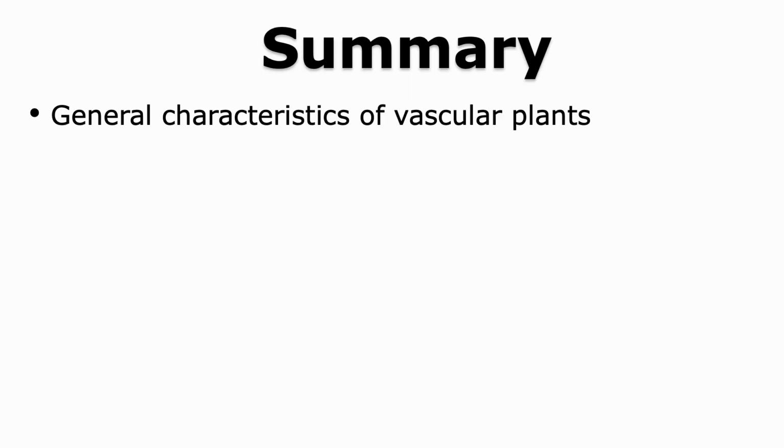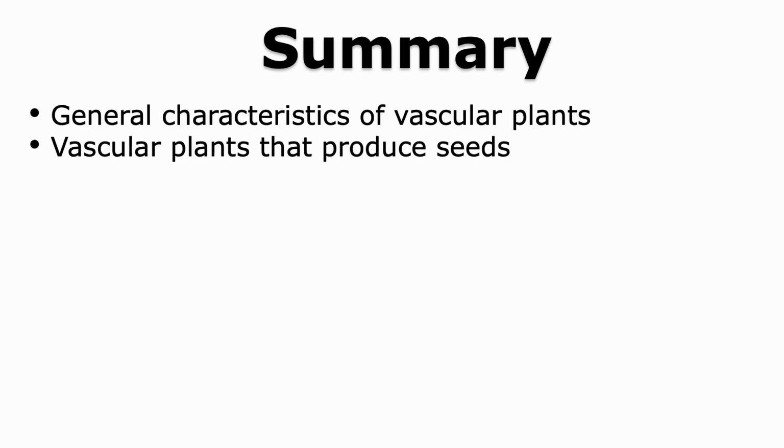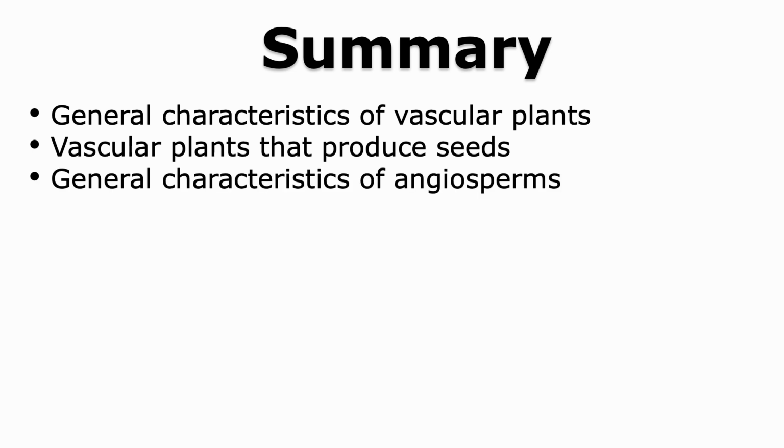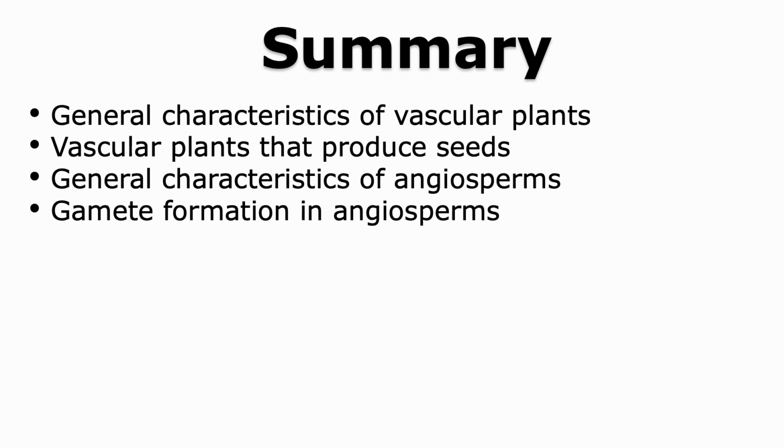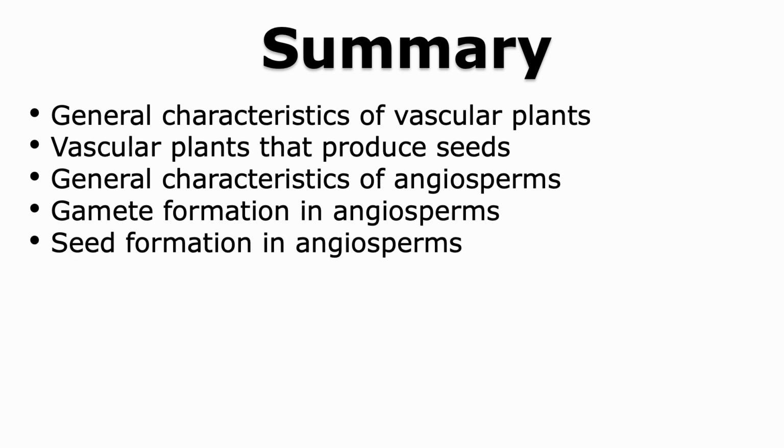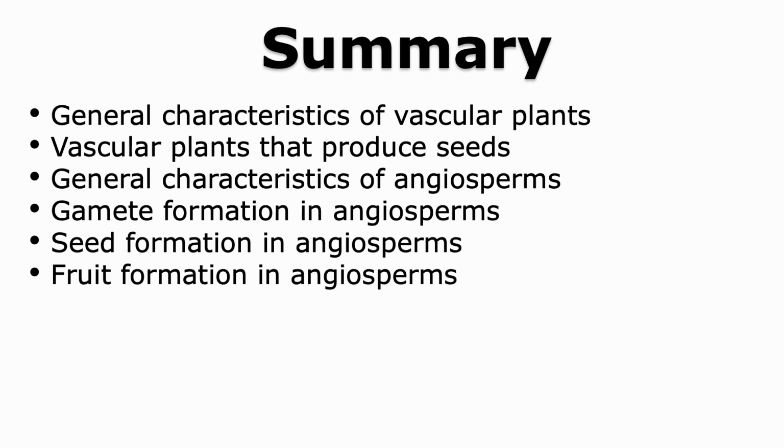With this, we come to the end of our talk, where we learned about general characteristics of vascular plants, as well as the evolution of seeds and the advantages of seeds. We also learned about the general characteristics of angiosperms and how gametes are formed in angiosperms. We also learned about the formation of seeds in angiosperms and how fruits are formed.